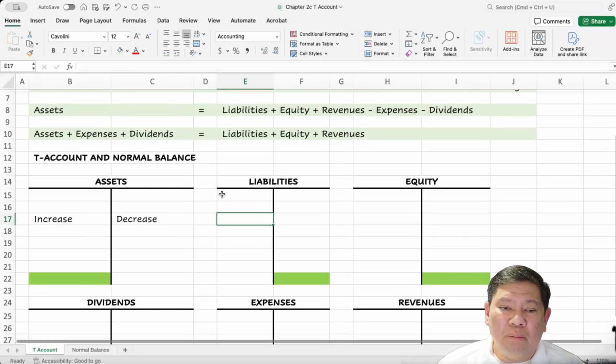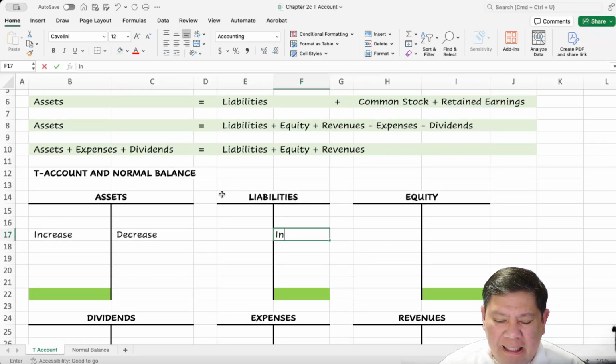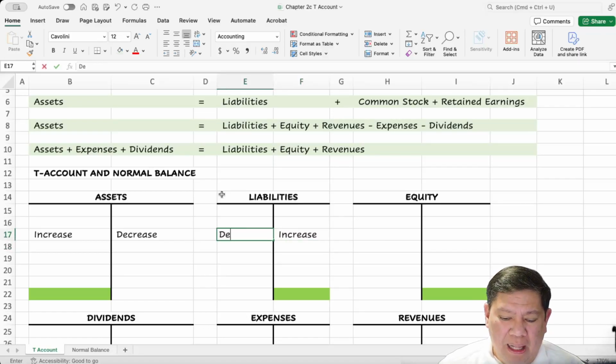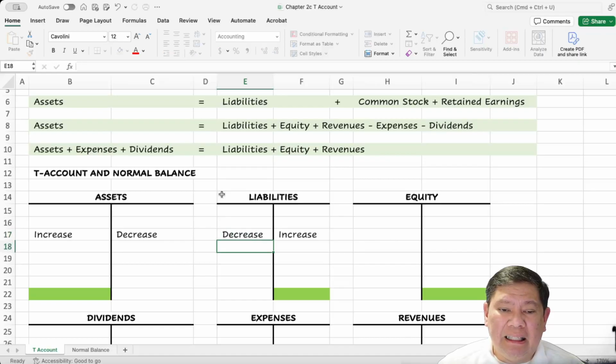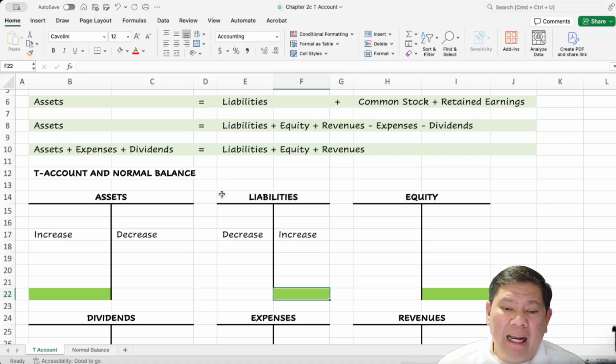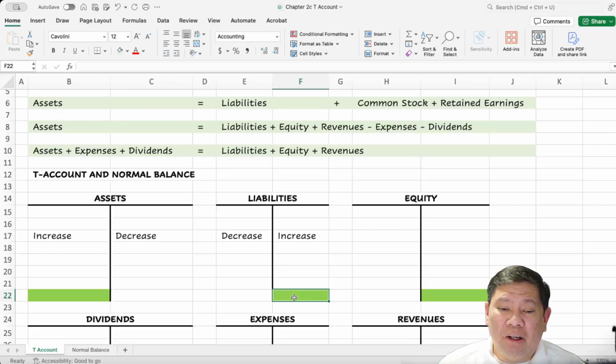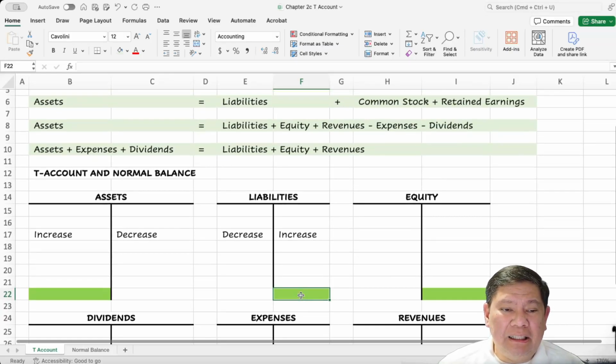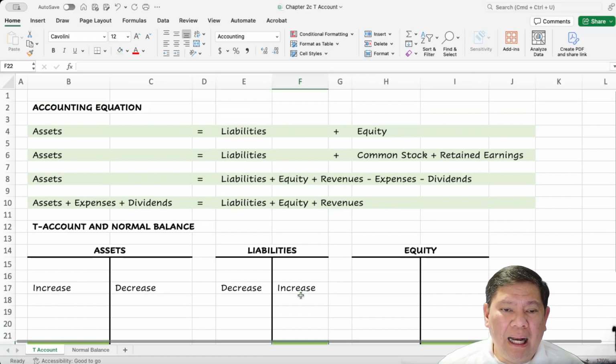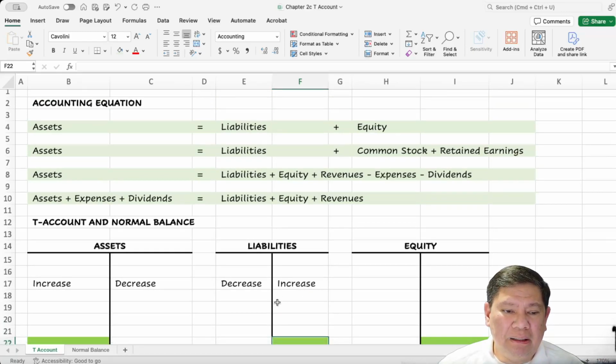Now, credit normal balance means if there is an increase in that account, we put it on credit. And if there is a decrease in that account, we will put it on debit, on the other side. And usually those accounts have the balance on the right-hand side of the T account. Okay, that's the relationship between the T account, the normal balance, and the accounting equation.